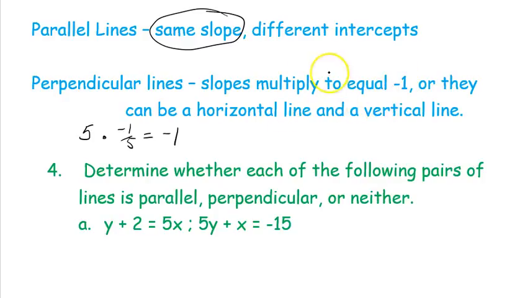The other case that doesn't really fit with that, because the slope of a vertical line is undefined, is the horizontal and vertical line. Obviously, if you have a perfectly horizontal line and a perfectly vertical line, then they are perpendicular to each other.